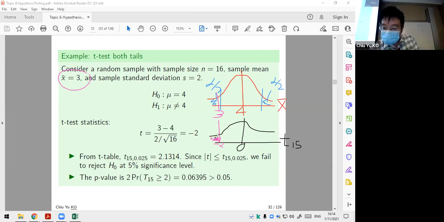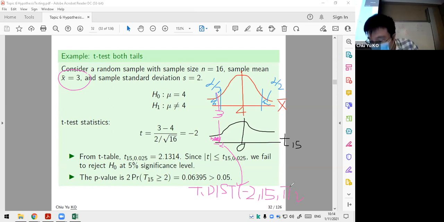And this area would be very simple. It would be just T.DIST of negative 2, 15, true. Why is it not working?